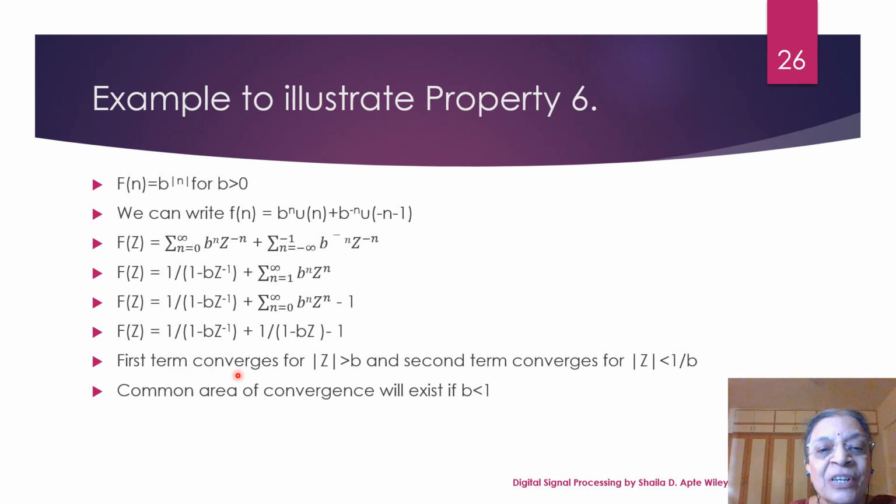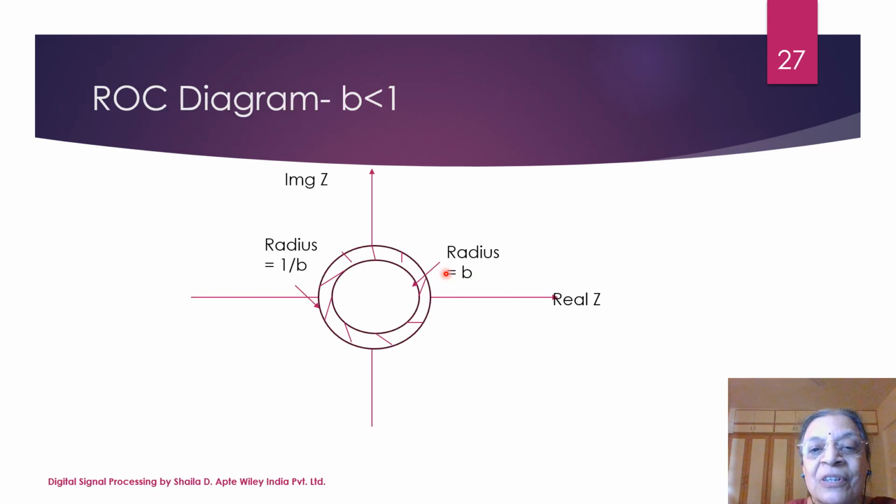So for this again I can write the closed form expression 1 upon 1 minus bz, and then minus 1. So the first term converges for mod of b z inverse less than 1, which means mod z greater than b, and the second term converges for mod z less than 1 by b. The common area of convergence will exist only if b is less than 1. So if b is less than 1, the first circle radius will be less than 1, and the other will be greater than 1. So in that case only there will be a region of convergence.